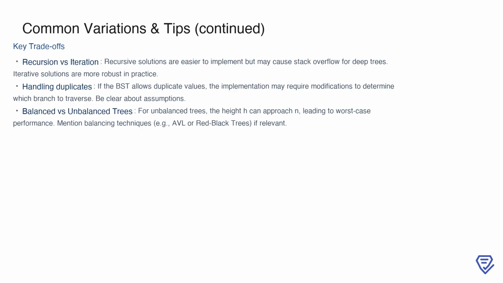Additionally, the tree's balance plays a significant role in performance. For balanced trees, the height h is logarithmic in relation to the number of nodes, ensuring efficient operations. However, for unbalanced or degenerate trees, the height can approach n, leading to worst-case performance. In such cases, balancing techniques, like AVL or red-black trees, can be mentioned as a way to optimize the tree structure. Understanding these trade-offs will help you make informed decisions and demonstrate your depth of knowledge.